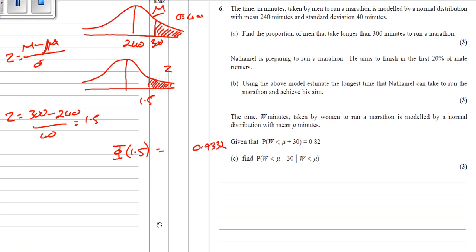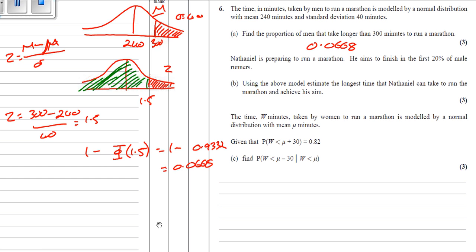The values in our table only give us less than 1.5, so that gives us this bit here. If we want to work out the other bit, the red bit on our diagram, we're going to have to take our value away from 1. So our working should look like 1 take away Φ(1.5), which is 1 take away 0.9332, leaving us with 0.0668. So 0.0668 is that one.